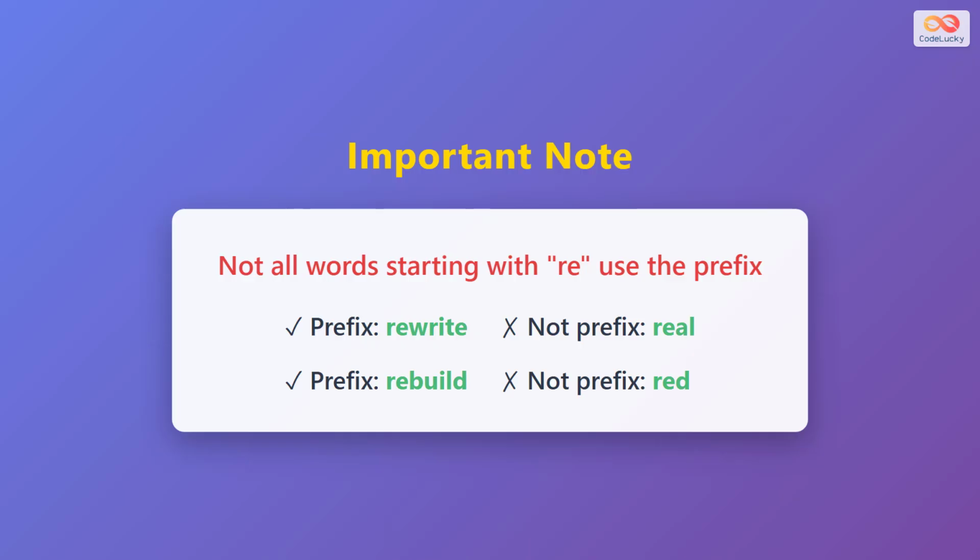Important note for learners: not every word starting with re uses the prefix. Rewrite has the re prefix from write, but real and read do not have the re prefix. They are complete words by themselves.